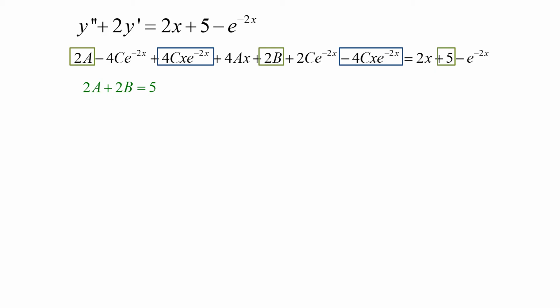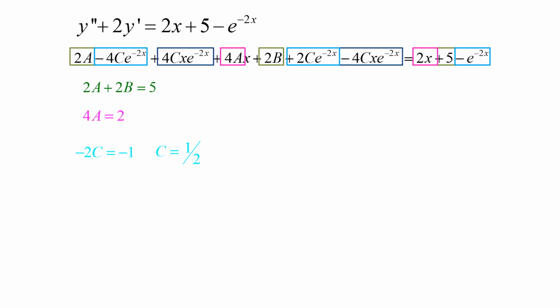If we look at our x terms, 4a on the left and 2 on the right, so 4a has to equal 2. And if we look at our e to the -2x terms, we have negative 4c plus 2c on the left, and we have a negative e to the -2x on the right. So looking at those coefficients, that means negative 4c plus 2c has to equal -1. If we simplify that, that'll give us negative 2c equals -1. So this gives us a system of 3 equations with 3 unknowns.